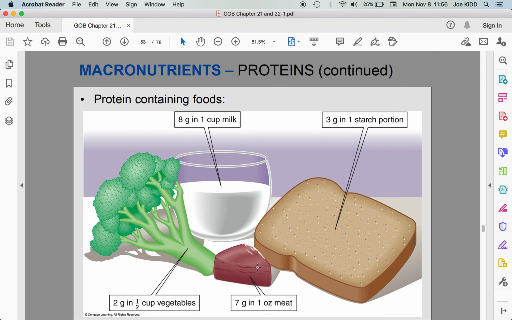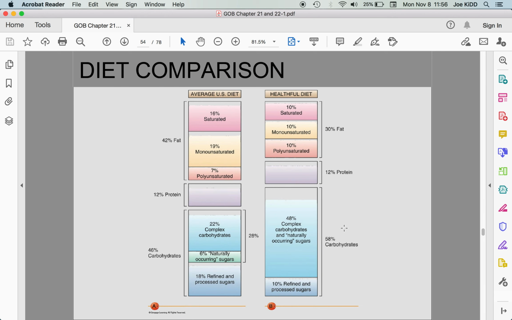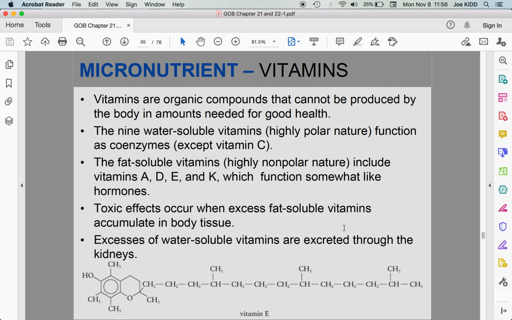So meat is only one source of protein. Obviously, animal products are an easy source of protein, but we can also get protein from vegetable and grain sources. So when we start talking about the micronutrients, these are the things that we really need, but in significantly smaller amounts than carbohydrates, lipids, and proteins. Again, remember that vitamins and minerals are essential as cofactors and coenzymes for regulation of enzymes in our body.